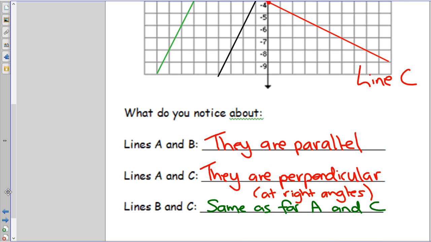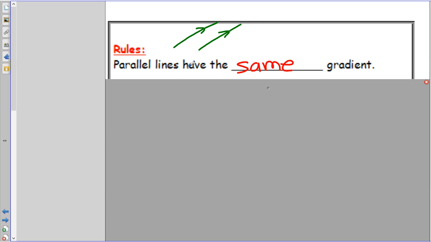Now let's move on to the next page. As we just pointed out, parallel lines have the same gradient, and I just drew in some parallel lines here. And remember the way we sometimes indicate parallel lines on diagrams, more so than on graphs, is we just put little arrows to indicate that they're parallel.